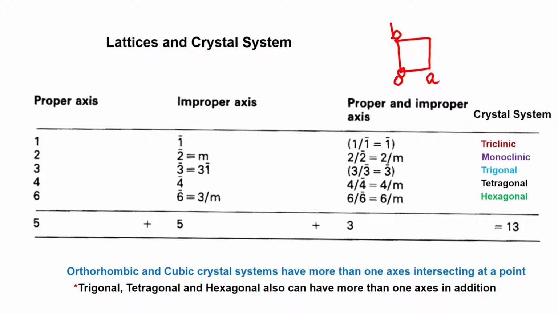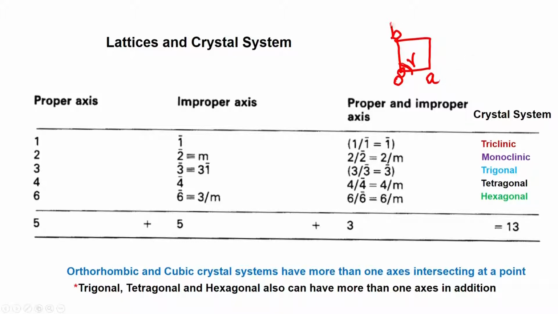We do not have any restrictions on the value of A and B, and we also do not have any restrictions on the value of gamma, the angle between A and B in this particular plane. So, by convention, the angle between A and B is gamma, the angle between A and C is beta, and the angle between B and C is alpha. So, that is the convention.